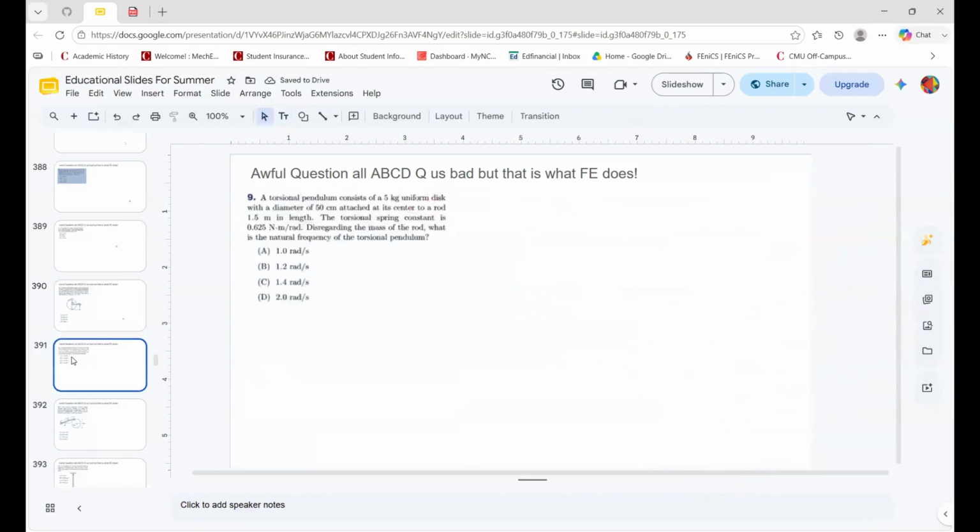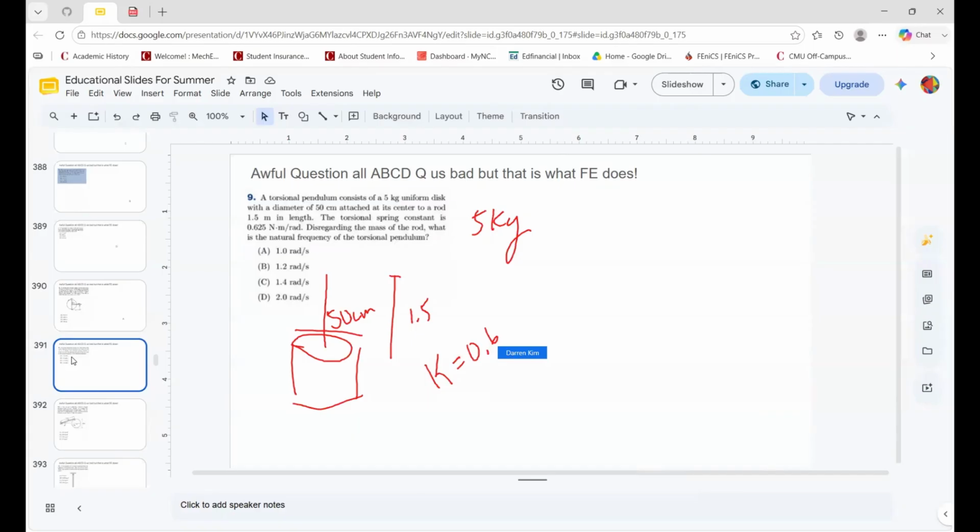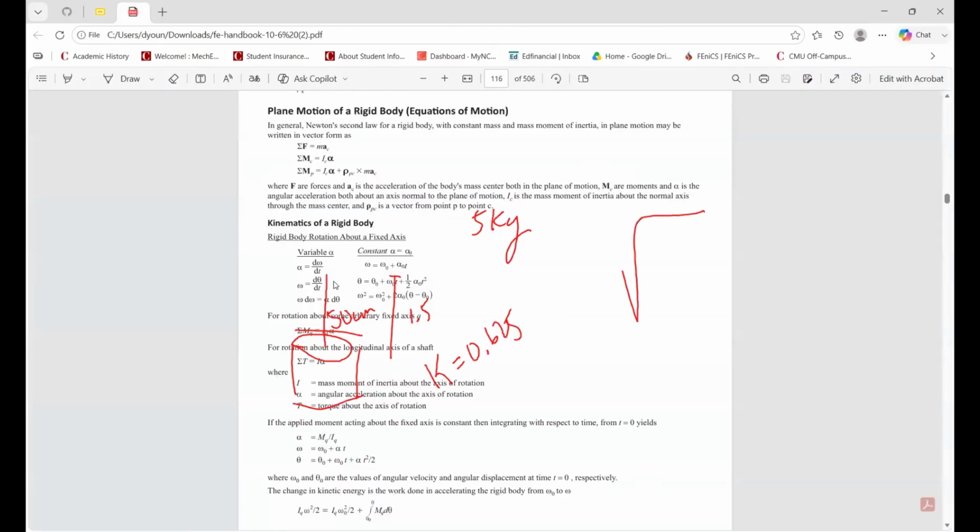Next, a torsion pendulum consists of a 5 kilogram disc with a diameter of 50 centimeters, attached at the center of a rod of length 1.5. The torsion spring constant is K equals 0.625. Neglect the mass of the rod. What is the natural frequency of the torsion pendulum? I believe it's, I don't remember. I actually genuinely don't remember.